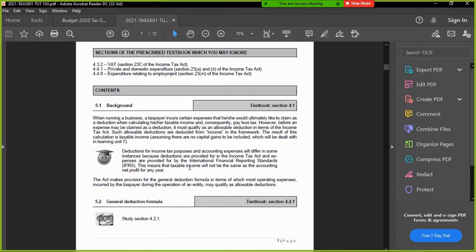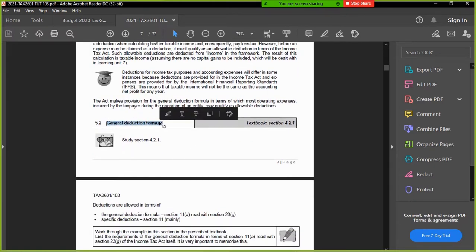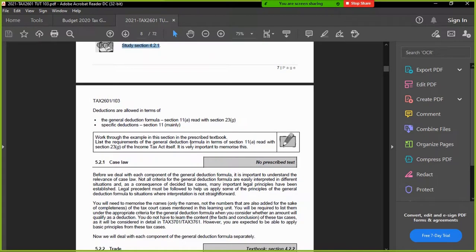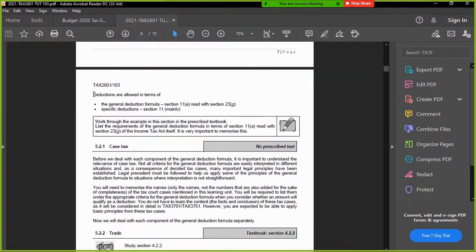That's fine. We've looked at this. General deduction formula. It's in the textbook. It's in your notes. We've looked at it. We've discussed it. Okay, there's the note. See? Deductions are allowed in terms of... There's a whole bunch of them. Section 11A is general, and then you've got specific ones. Okay, you've got 11 other ones. 11E, for example, 11E is wear and tear. Okay, that's a deduction next week.